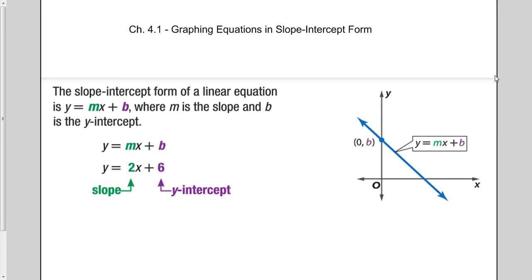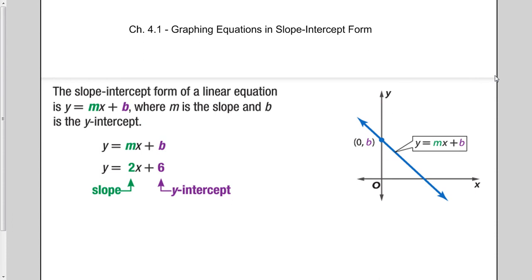So today we're graphing equations in slope-intercept form. First we're going to look at the general way of seeing the equation. The slope-intercept form of a linear equation is y equals mx plus b, where m is the slope and b is the y-intercept. So m rhymes with slope, and if you're in my class you know what that means.